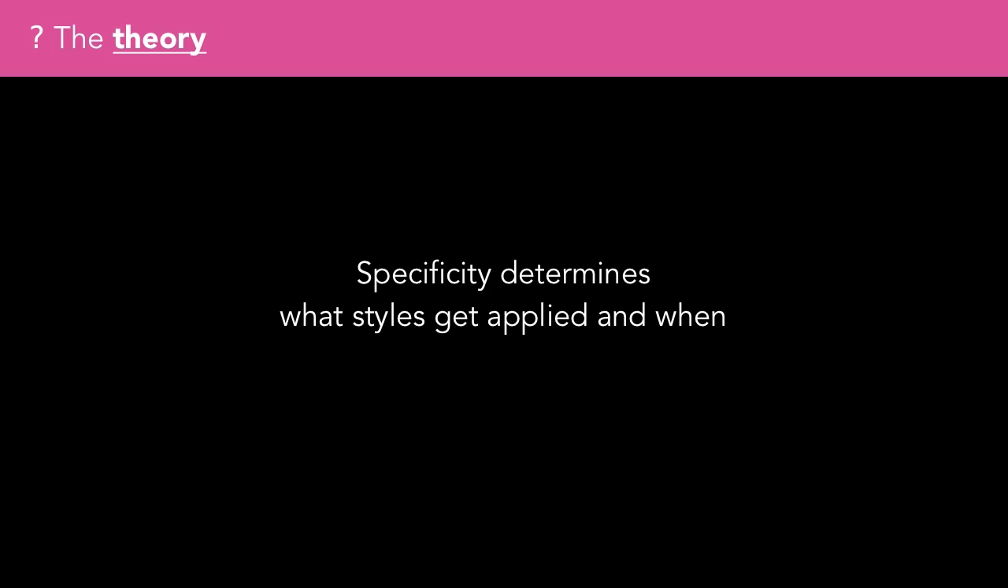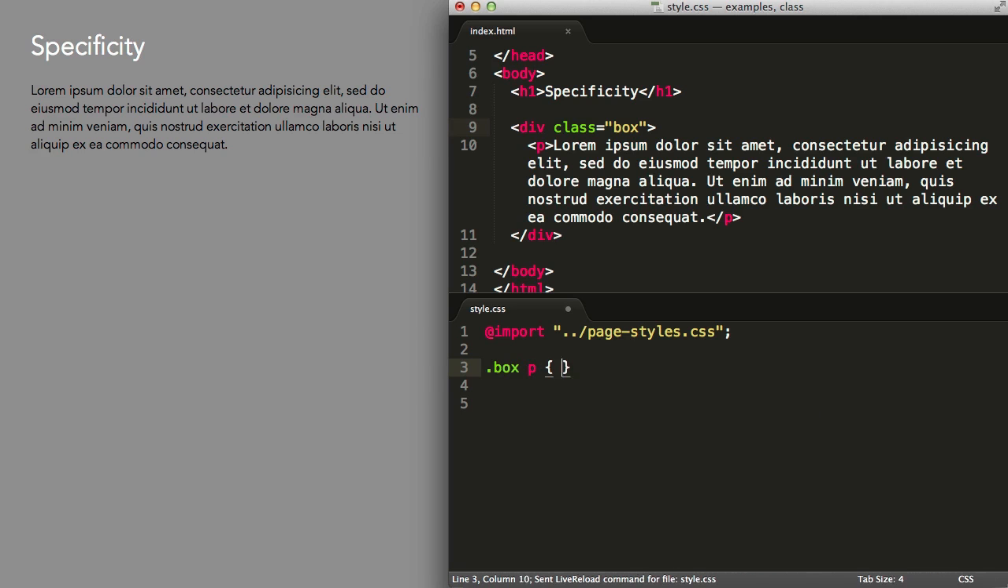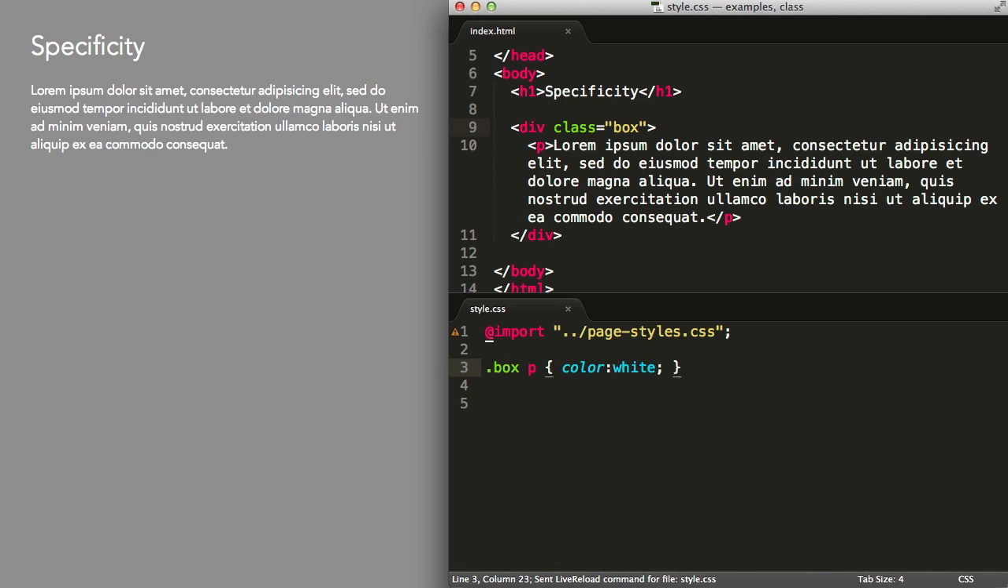Specificity determines what styles get applied and when. When writing CSS, things that come further down the style sheet tend to override things that have been declared above them. Take this code snippet for example. The second set of styles override the first.